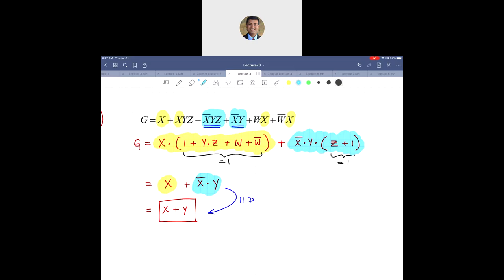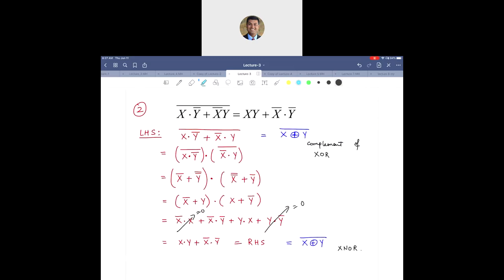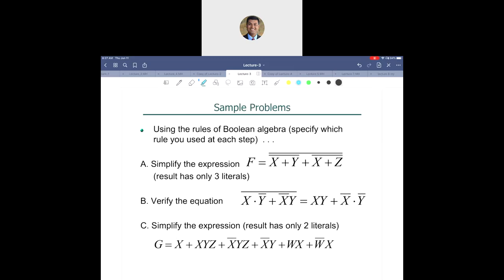Okay, let's see. We talked about the three properties, and then the result has only two literals, and we got x or y, so we took care of that. I think we are done with these sample problems. So let's move on.